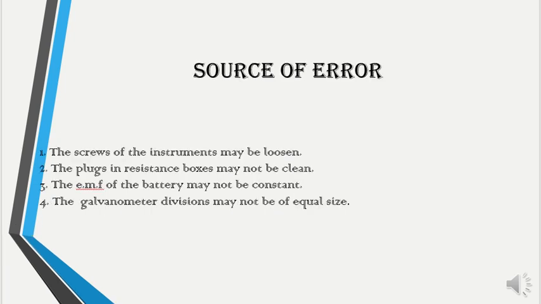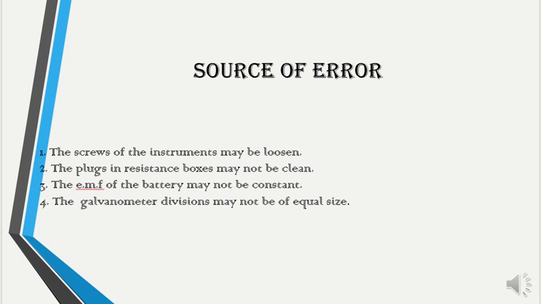Now the sources of error. For performing this experiment, we can get errors if we do the following things. The screws of the instrument may be loosened, so we cannot get the perfect value. The plugs in the resistance box may not be clean. We must clean them before doing the experiment because of dust and everything. All these errors can occur and make the experiment unsuccessful.